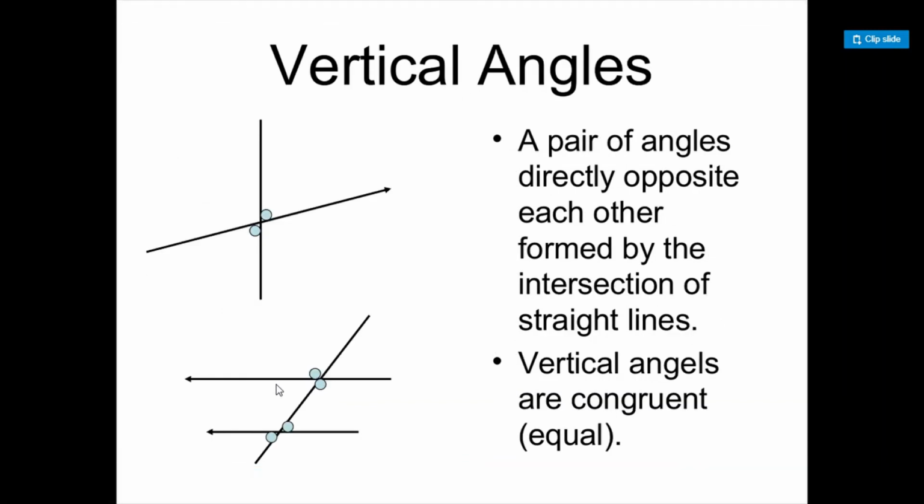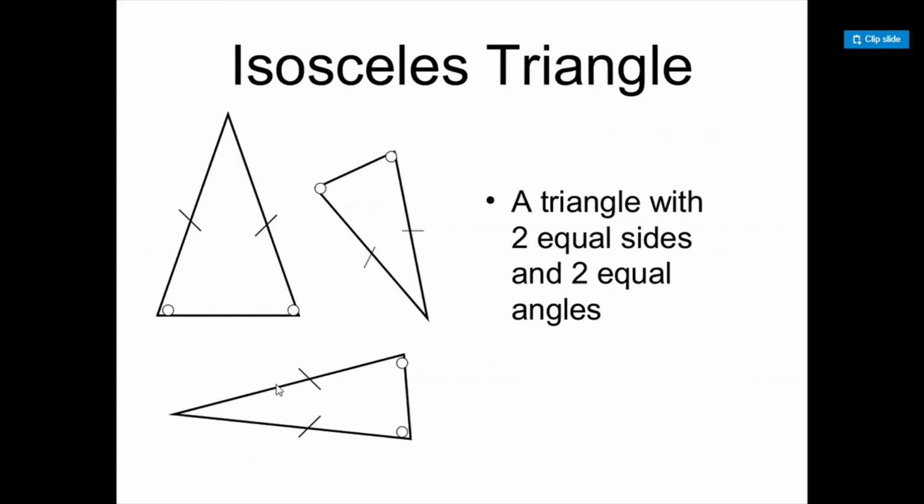We have also vertical angles. Vertical angles are a pair of angles directly opposite to one another. Vertical angles are congruent, or equal.